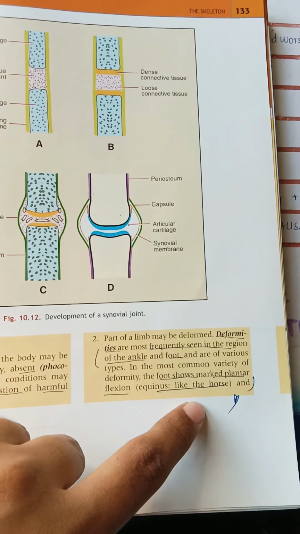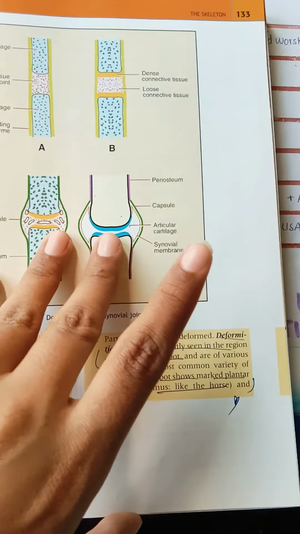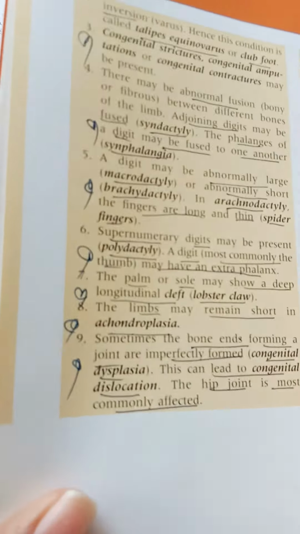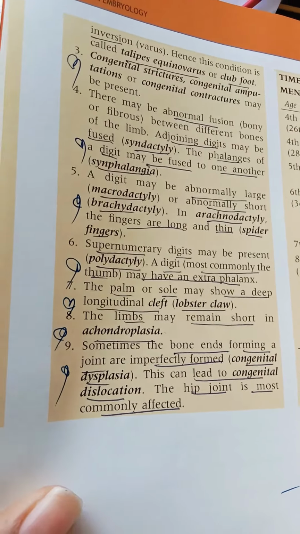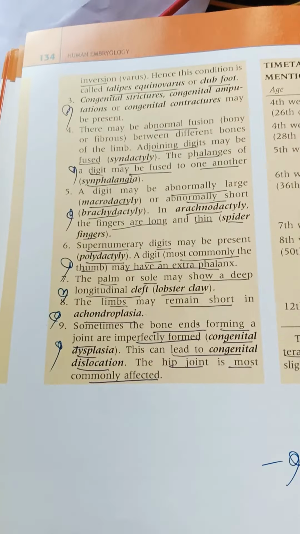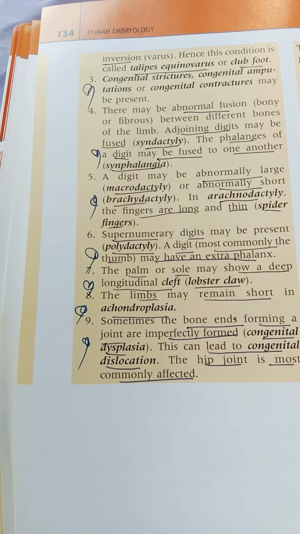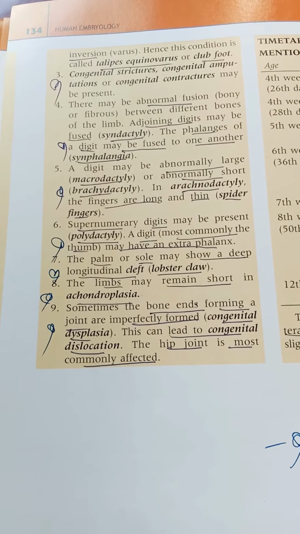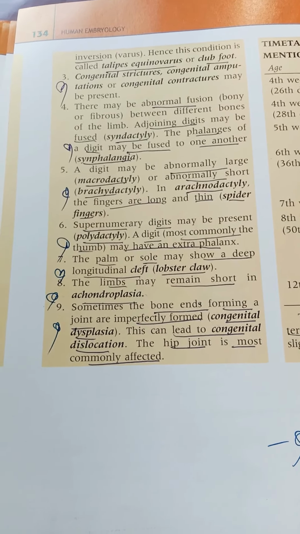The most common deformity is plantar flexion, equinus, like a horse. And we have come to the final part finally. Inversion, and hence the condition is talipes equinovarus, clubfoot. All this clinical material we have seen already in our anatomy, but let us review it. Congenital strictures, congenital amputations, and congenital contractions are also present.